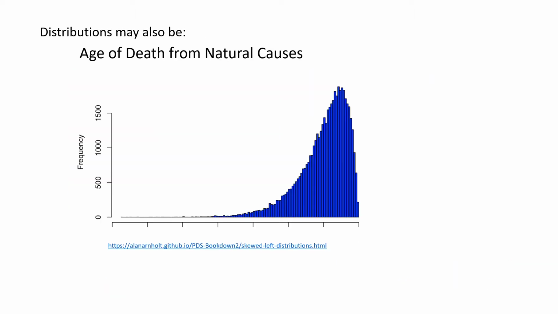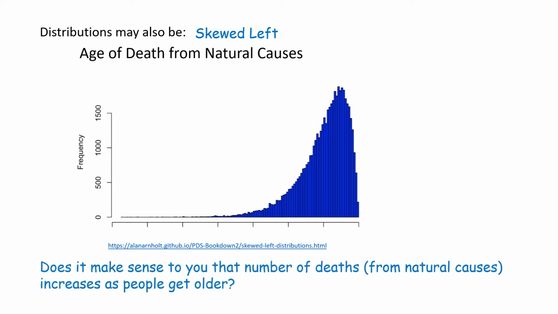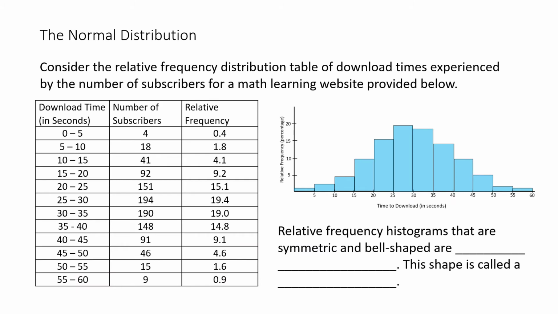Distributions may also be skewed left. Consider this histogram of the age of death of natural causes. Along the bottom of the horizontal axis, it should have ages on there. Even so, does it make sense to you that the number of deaths from natural causes increases as people get older? Finally, we're at the normal distribution.